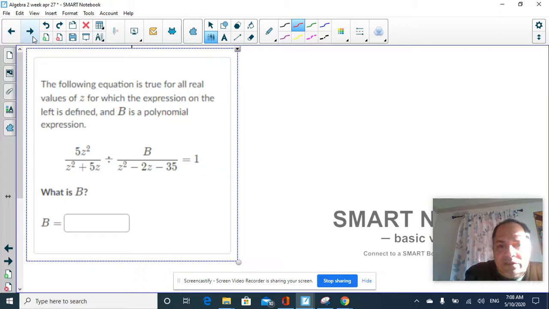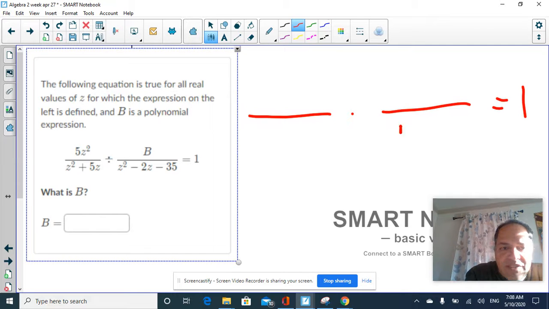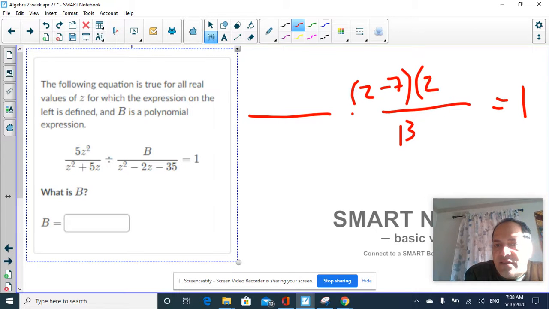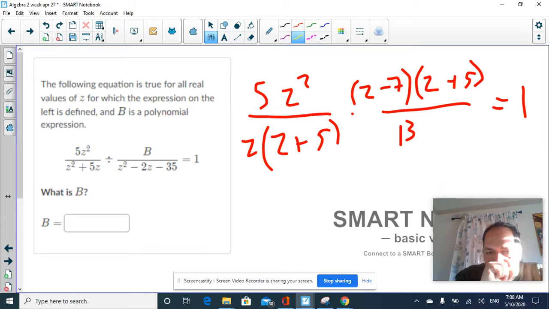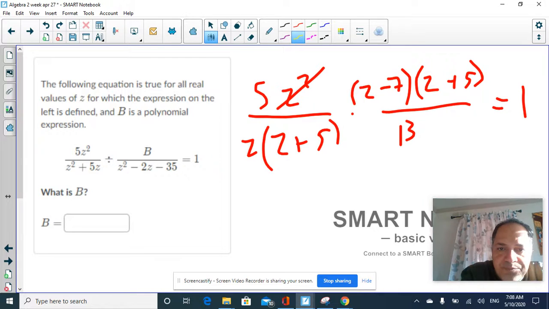Division. So here you have to simplify. The b will be down, and the top will be z minus 7 and z plus 5. Yes, good job. And the bottom will be here z squared, take these components, z plus 5, and you have 5z squared. Now we cancel out. Cancel out z with z, so you just have z here. z plus 5 with z plus 5. And we have b here.